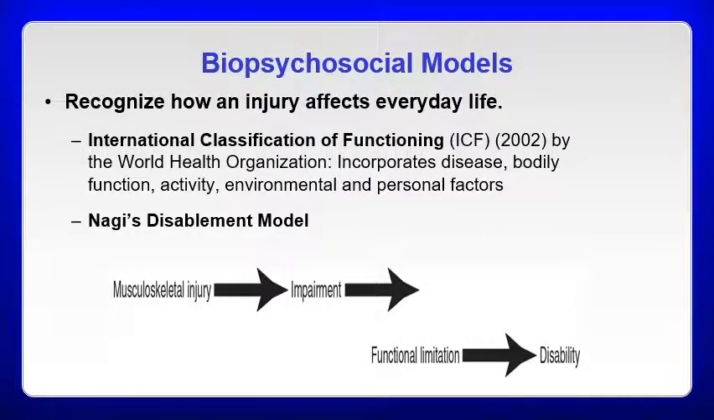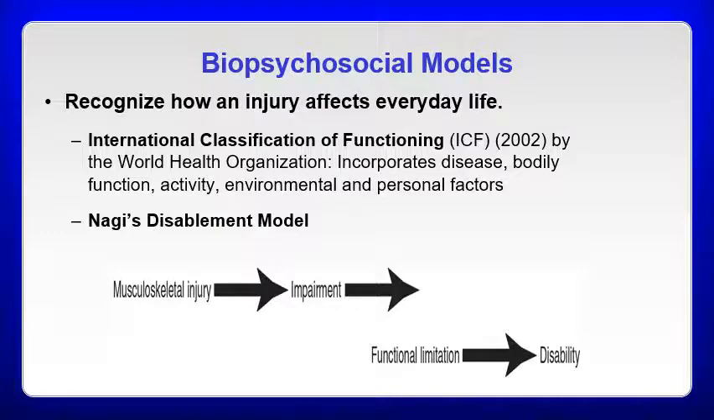A better model to look at is the biopsychosocial model. Basically, you want to recognize how an injury affects everyday life. Again, this doesn't have to apply only to athletic populations. It could involve people who are just physically active. Remember, as athletic trainers, our patient population is the physically active, even though in most situations we're dealing with people in competitive athletics. This could apply to physically active people.